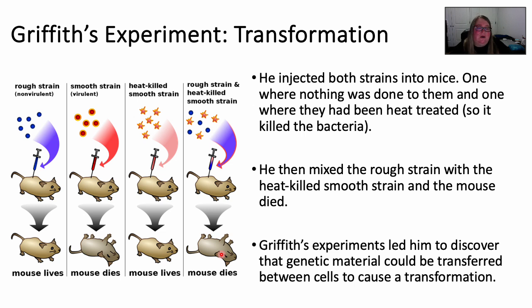What's happening here? So what Griffith came to realize is that even though he had heat killed this S strain, this pathogenic strain, the R strain was still living. So the R strain had picked something up from the heat killed S strain that converted the R strain to the pathogenic version, so the version that can cause disease. Okay, so this is how we discovered transformation. Now, Griffith didn't realize that it was DNA that the bacteria was picking up, but he did realize that genetic material could be picked up and transferred between cells in this way.